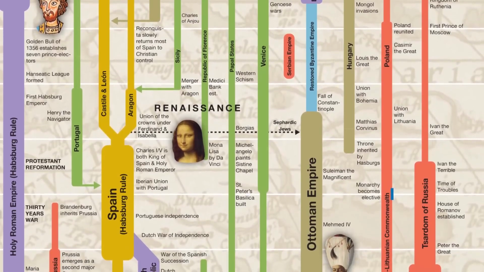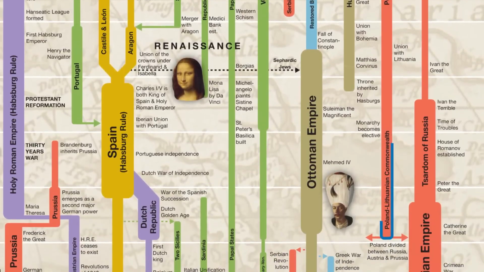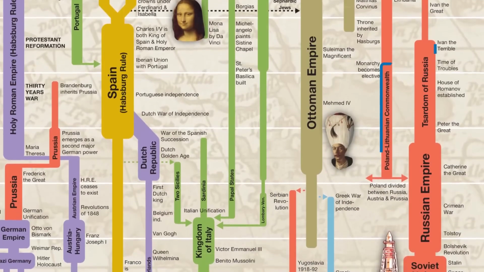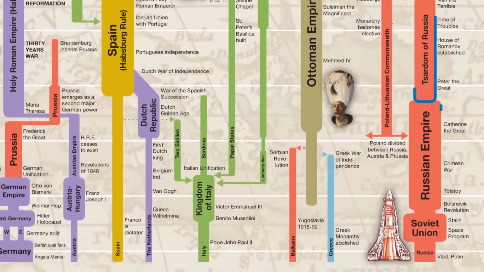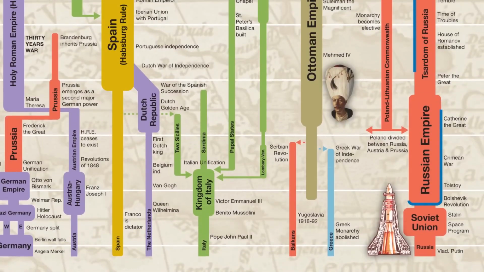Poland joined in union with Lithuania, but it was eventually eclipsed by the Tsardom of Russia, which became the Russian Empire. However, during World War I, the Bolsheviks led a revolution that led to the creation of the Soviet Union, which was one of the two main superpowers in the world for much of the 20th century. The Soviet Union broke up in the 90s, but to this day, Russia remains the dominant power in Eastern Europe.